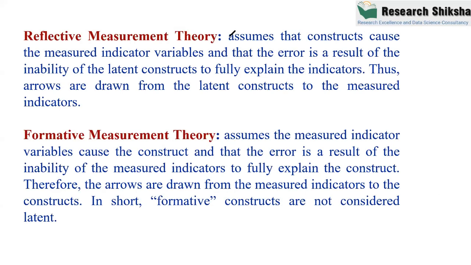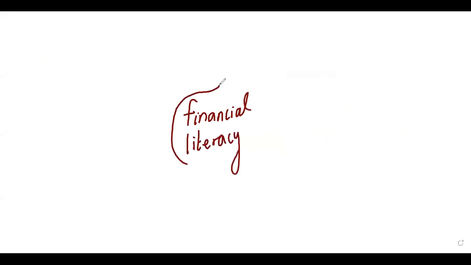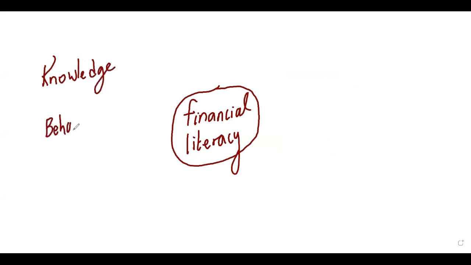So let me take you to the whiteboard. There is a construct in the literature known as financial literacy. Now, financial literacy comes from three aspects. Number one, financial knowledge. Number two, financial behavior. And financial attitude.